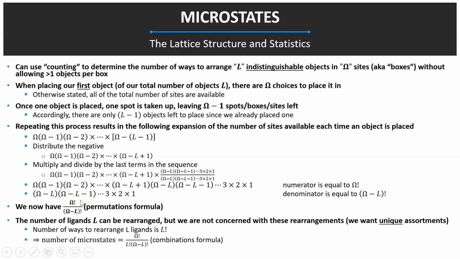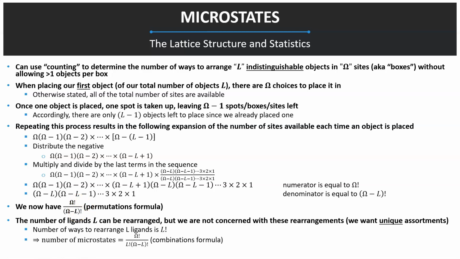Now take a closer look at this. What is this? Hopefully you recognize that this is the permutations formula. This is saying take the total number of rearrangements and divide by the rearrangements of the items we are not interested in. In this case, the total number of sites divided by the sites available after placing L ligands.